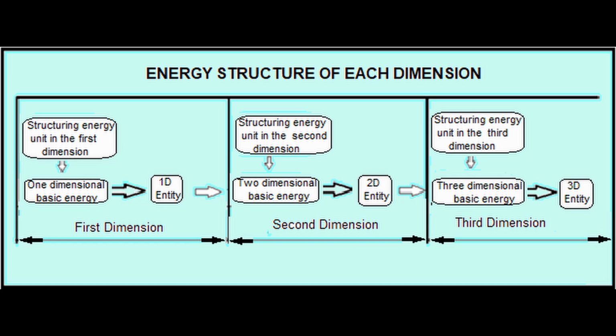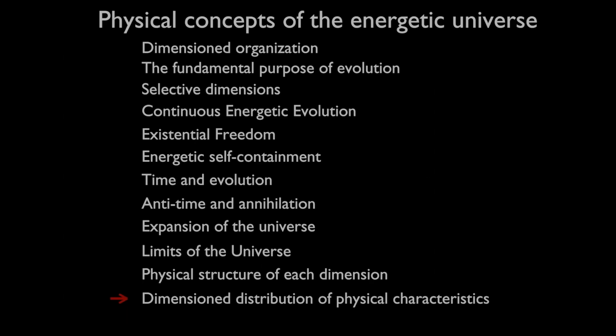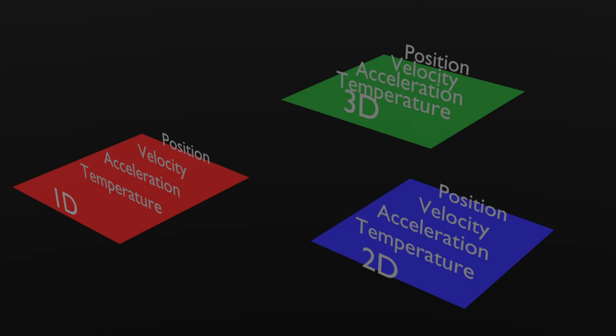This means that each entity contains a certain amount of these basic structuring bricks that are quantized energy or self-containment of the energies corresponding to the lower dimensions. Dimension distribution of physical characteristics. In each dimension, the evolutionary physical characteristics of the universe are distributed by ranges. These ranges are increasing in some cases, that is, from lower to higher value, and others are distributed in a decreasing way, that is, from highest to lowest value.